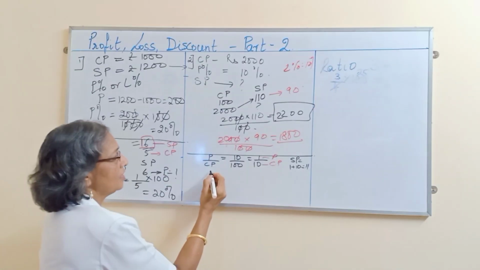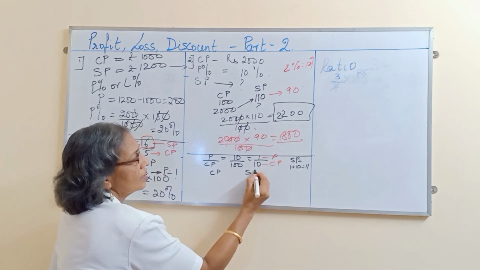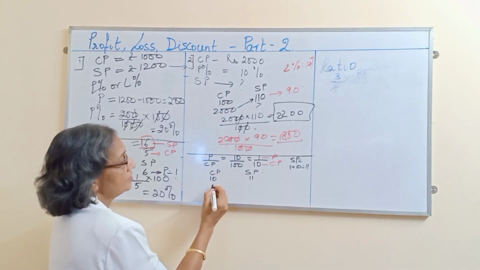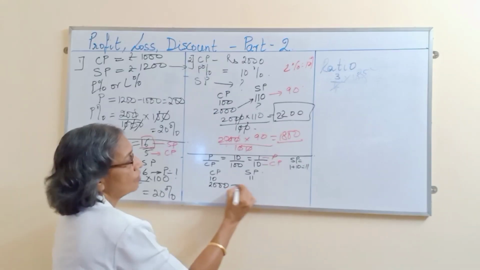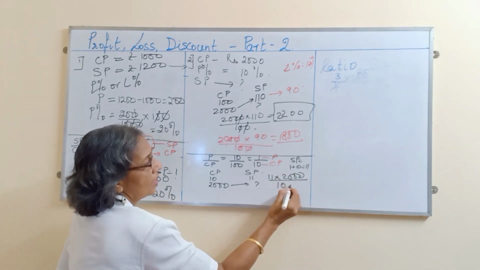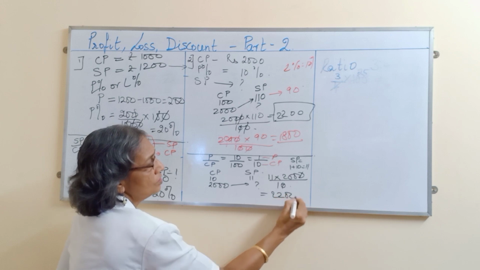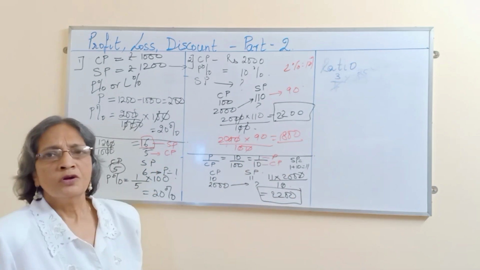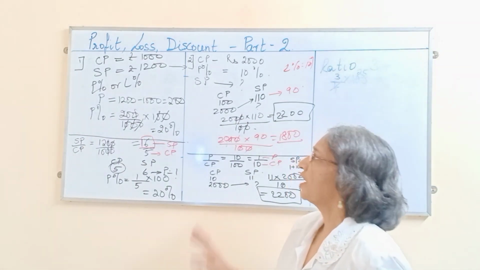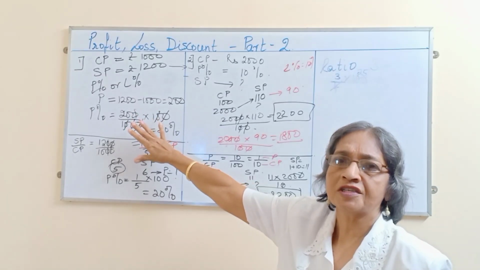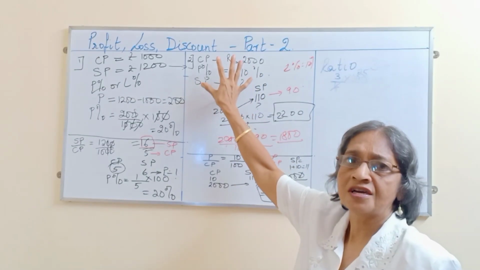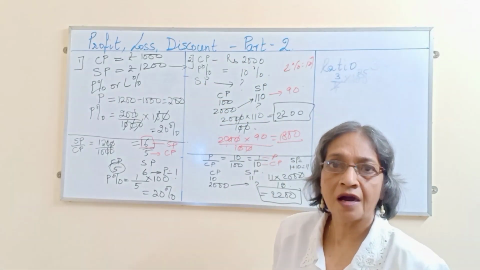Do the same thing as what we did here. CP, SP. My CP is 10, SP is 11, CP is 2000 and finally SP. So you will get 11 into 2000 upon 10. This again works out to be 2200. You can do the same thing if you are given a loss. Look at both the types of sums that we have done. CP, SP given, you found the profit and loss. That means you have to find a percentage. Here you are given the percentage and you are asked to find the SP.